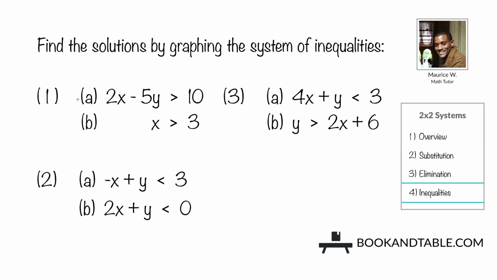Find the solutions by graphing the system of inequalities. Question number 1, inequality A, 2x minus 5y is greater than 10. In inequality B, x is greater than 3.